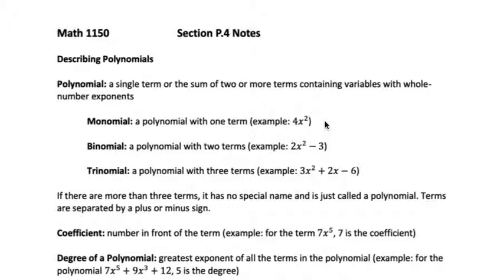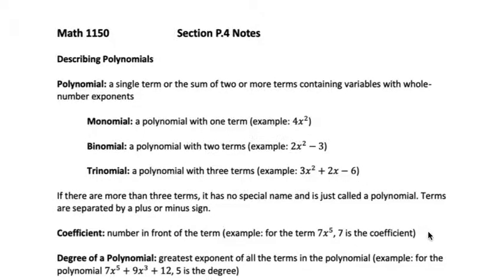Monomial means that it has one term. Binomial means that it has two terms, and trinomial means that it has three terms. Terms are always separated by plus and minus signs. So for this trinomial, 3x squared is one term, 2x is another term, and 6 is another term. And there are either a plus sign or a minus sign in between. If there are more than three terms, it doesn't have a special name, and we just call it a polynomial.